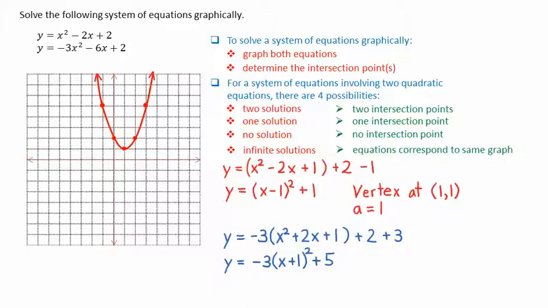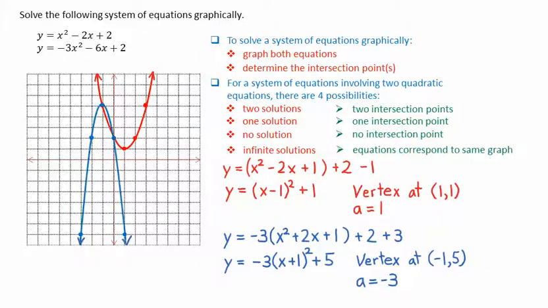This then corresponds to our vertex at the point (negative 1, 5). The a value this time is negative 3. That means that from the vertex, as we move right or left by 1, we move down by 3. As we move right or left by 2 from the vertex, instead of going down by 4, we have to go down by 12.